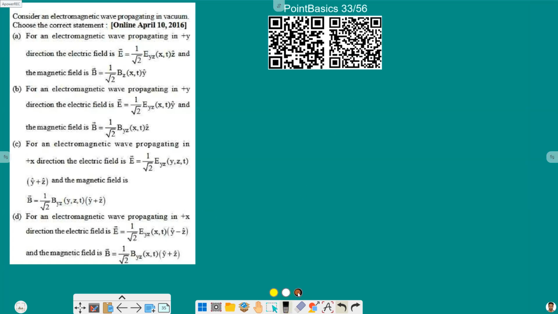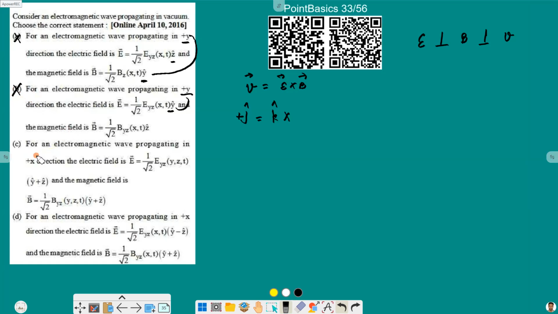For an EM wave, we know that the electric field is perpendicular to the magnetic field, and both are perpendicular to the velocity also. For option A, the wave is propagating along positive y direction, and we can also write that V is equal to E cross B. So the wave is along positive y, so it will be positive j, and the electric field is along z, meaning k, and the magnetic field is along y. The wave is along y and the magnetic field is also along y, which is not possible. So option A is rejected. Now in option B, we have the wave along y and the electric field also along y. This is also rejected because they cannot be in the same direction.